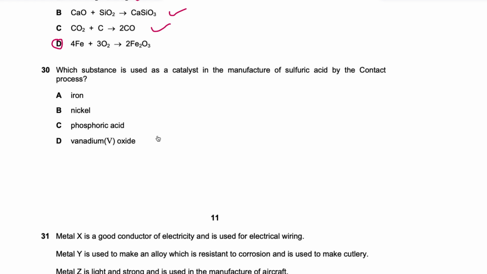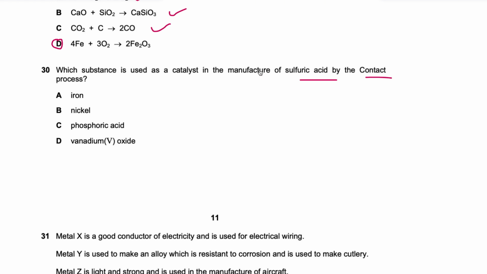Question 30. Now it says, which substance is used as a catalyst in the manufacture of sulfuric acid? Vanadium(V) oxide, by the contact process. We use the Haber process to manufacture ammonia. We use the contact process to manufacture sulfuric acid. And the catalyst here is vanadium(V) oxide.